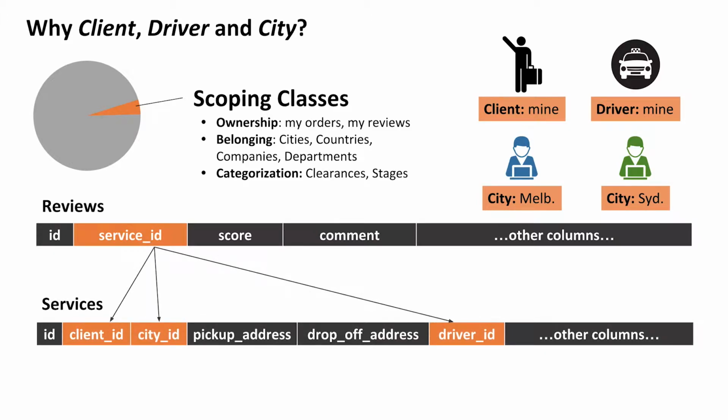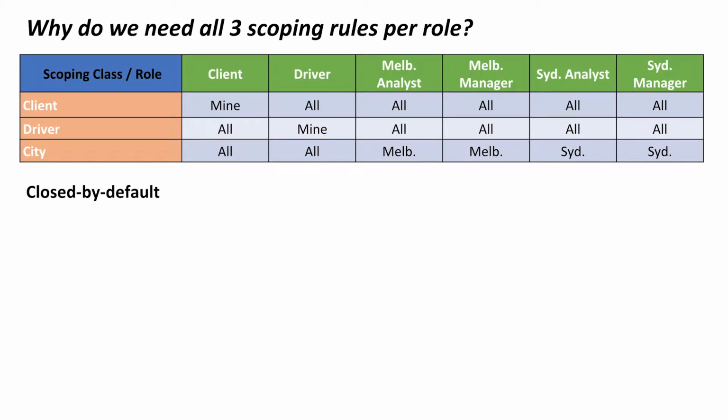When deciding if an action on a review is authorized, we just need to extract the client, the city, and the driver through the service. This is automatically done by Authz, but we will talk more about it when we talk about code. The next question is, why do we need 3 rules per role? It might feel redundant to have to declare that a client has access to resources from all drivers and all cities when the only apparent restriction should be to limit access to only his resources.